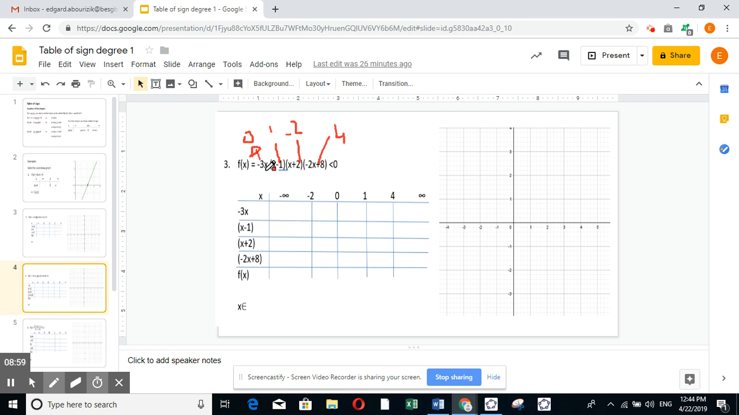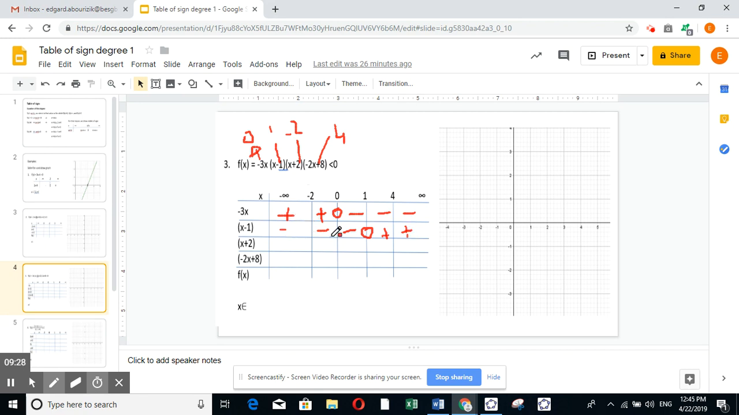I start by minus 3x. The root of minus 3x is 0 if you equate it to 0. You look at the coefficient of x, it's negative. You start by opposite: plus, plus, minus, minus, minus. X minus 1, the root is 1. Coefficient of x is positive, so opposite: minus, minus, minus, positive, positive.